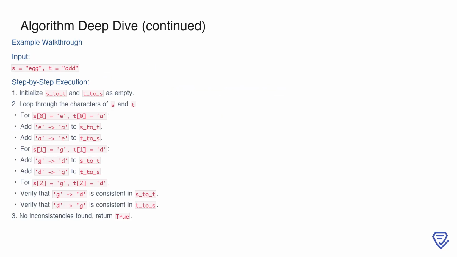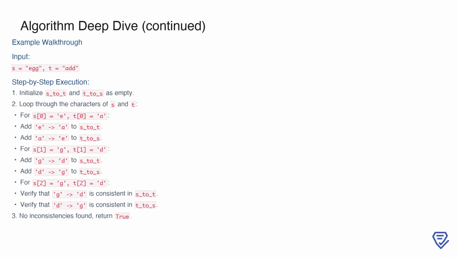To see the algorithm in action, let's walk through an example with the input s equals egg and t equals add. We start by initializing two empty hash maps, s_to_t and t_to_s. As we loop through the characters, the first pair is s[0] equals e and t[0] equals a. Since neither character is mapped yet, we add e-a to s_to_t and a-e to t_to_s.